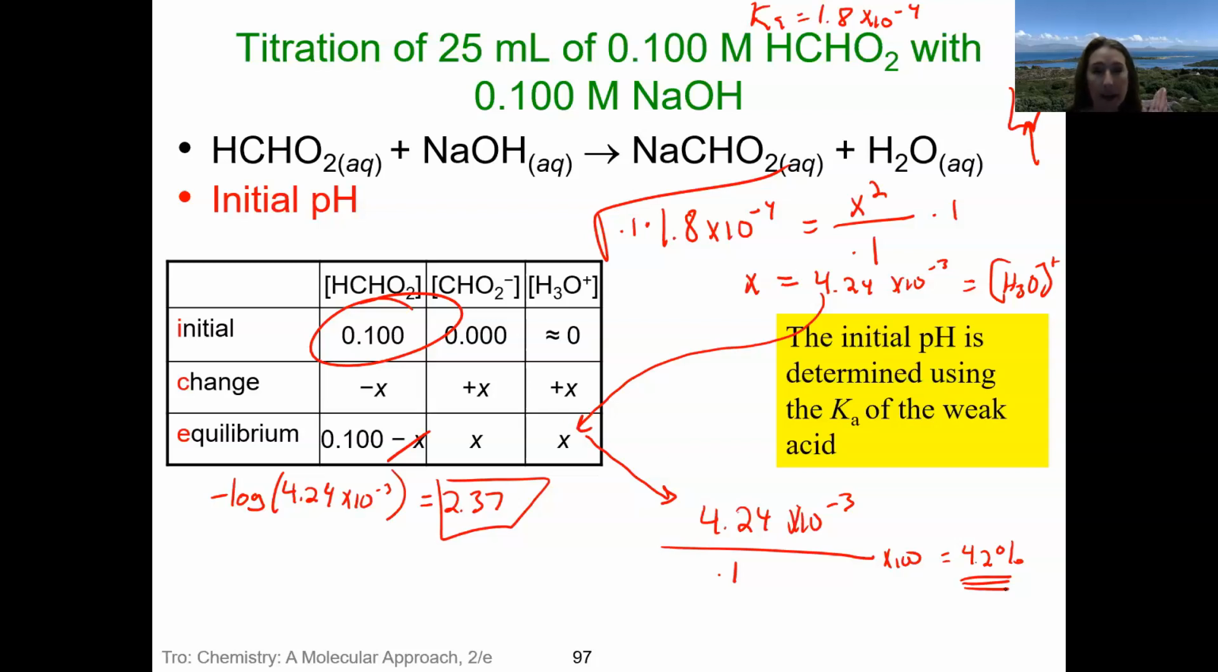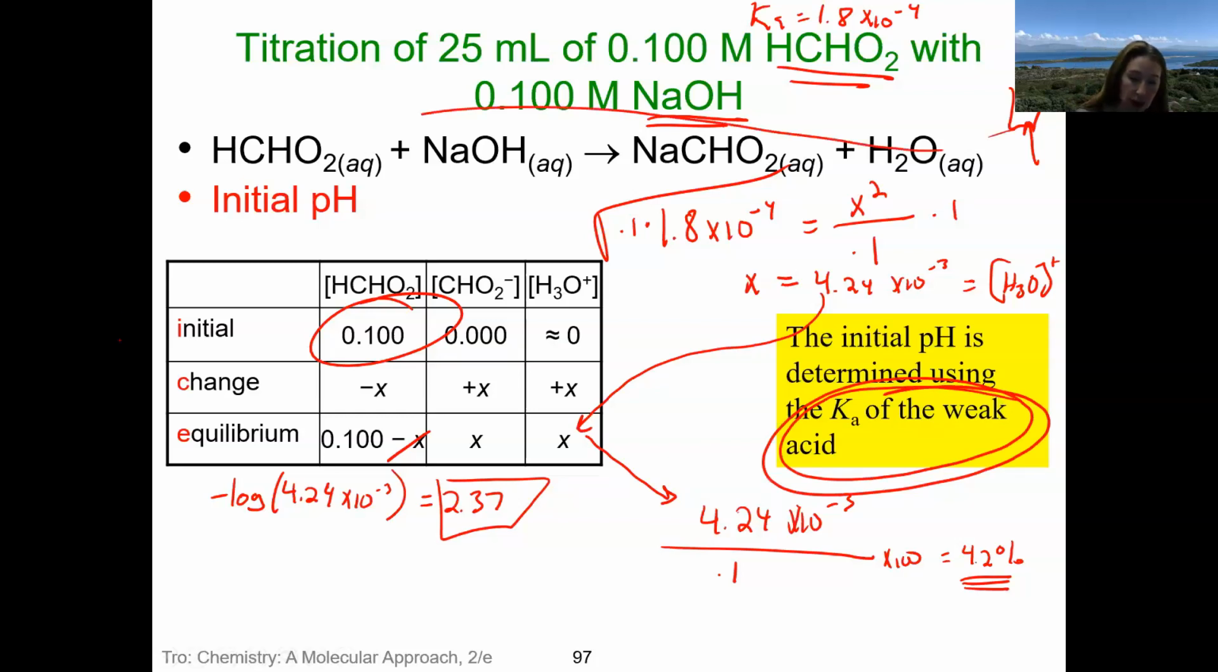Okay, so the initial pH of a weak acid, strong base titration: you find the initial pH by doing the Ka of a weak acid, right? Like this question right here, that was what was on your quiz. Now it's just part 1 of a problem.